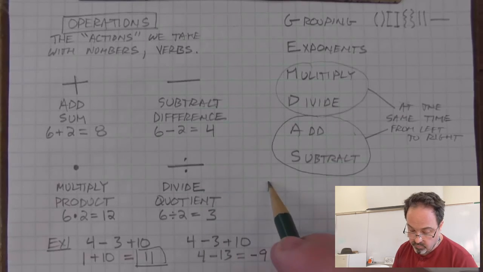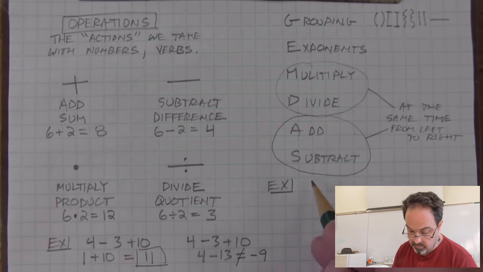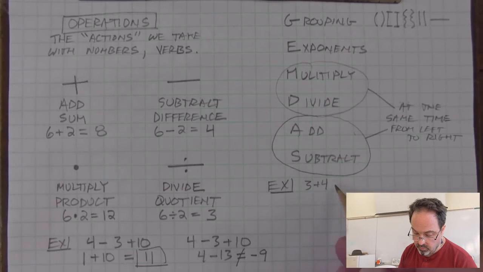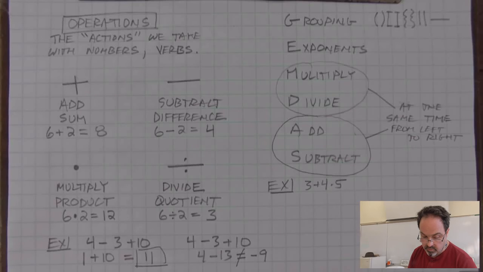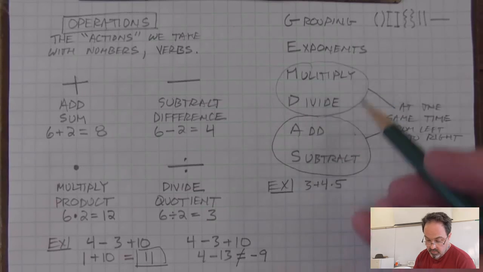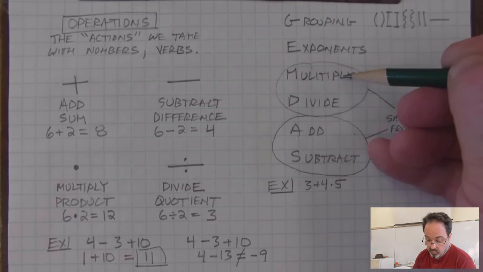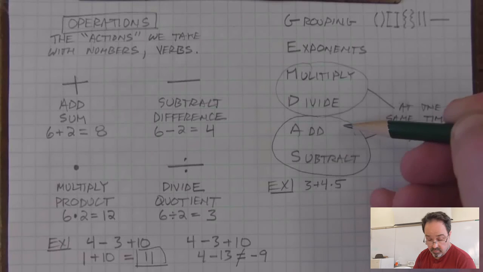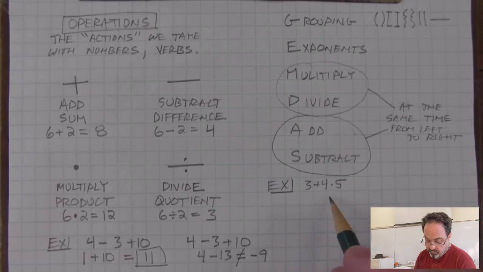Let's have another example. 3 plus 4 times 5. In the order of operations, I see addition and multiplication. In the order of operations, I know I need to multiply before I add. So I'm going to multiply the 4 and the 5 to get 20. The 3 plus is still there, and we can get a final answer of 23.